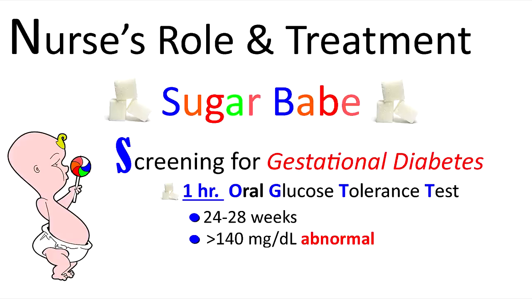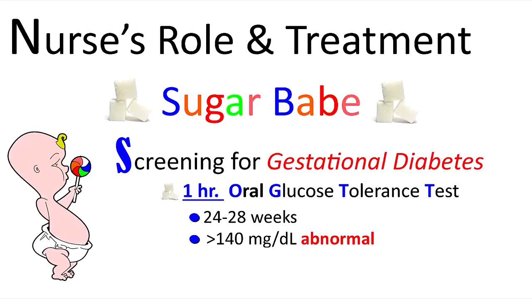So S, screening for gestational diabetes. Most pregnant women will be screened for this at about 24 to 28 weeks gestation. They'll have a 1-hour oral glucose tolerance test, and fasting is not required for this test. They'll come in and drink about a 50-gram solution of glucose, and then 1 hour later they will have their blood drawn, and the result will be abnormal if the glucose level is greater than 140 milligrams per deciliter.